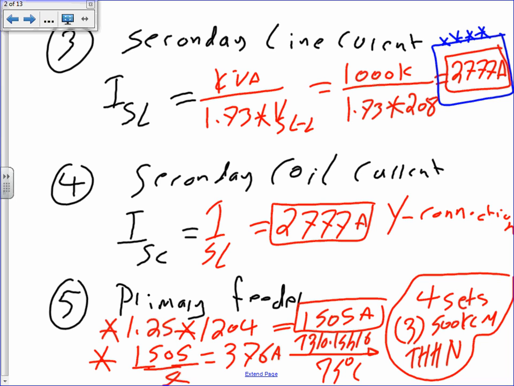On the secondary line current, you multiplied 1.73 times the secondary voltage, and then what's the L-L? This is secondary line to line. Line to line, the line voltage. There are 2 voltages: the coil voltage, which is line to neutral, and the line voltage, which is line to line.